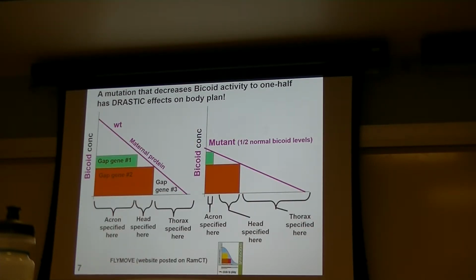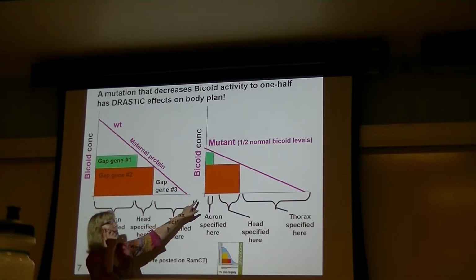So a really informative mutant to look at in this case is actually a situation where you might make only half as much bicoid protein as normal. We could also just eliminate bicoid protein, but we already know a little bit about what that phenotype is. It shows us that bicoid is needed to make anterior structures, because remember that larvae just lacked all anteriorness if we got rid of bicoid.